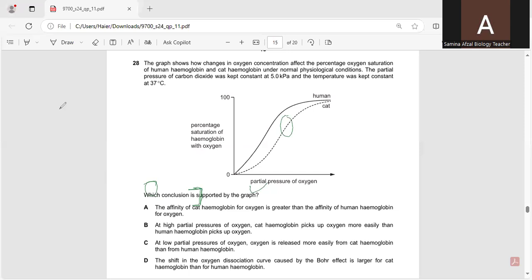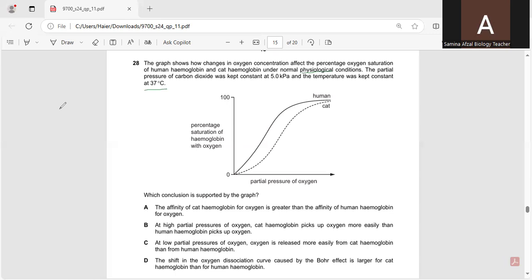The graph shows how changes in oxygen concentration affect the percentage oxygen saturation of human hemoglobin and cat hemoglobin under normal physiological conditions. The partial pressure of carbon dioxide was kept constant at 5, and the temperature was kept constant at 37 degrees centigrade. So here you can see the oxygen dissociation curve, which is shifted towards the right. Which conclusion is supported by the graph?